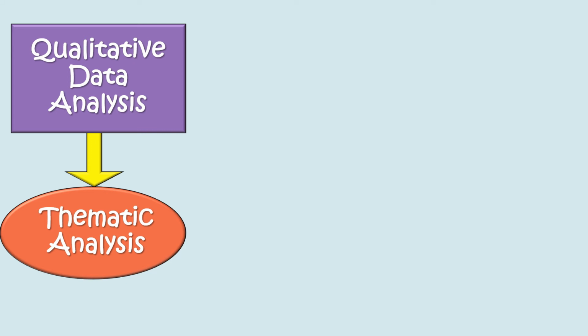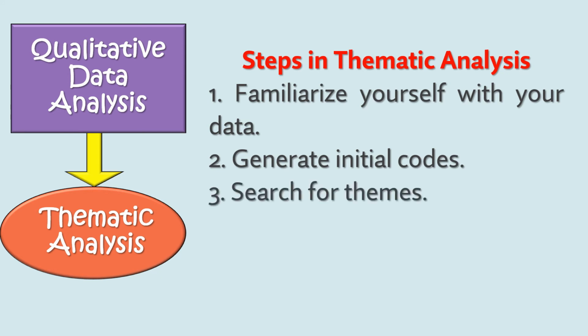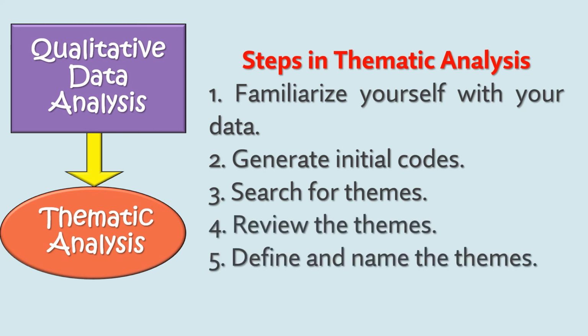The most widely used steps for conducting thematic analysis were provided by Braun and Clarke of 2006, which is a 6-step process of conducting thematic analysis. These steps are as follows. First, familiarize yourself with your data. Then, generate initial codes. Afterwards, search for themes. Then, review the themes. Define and name the themes. And lastly, prepare the report.